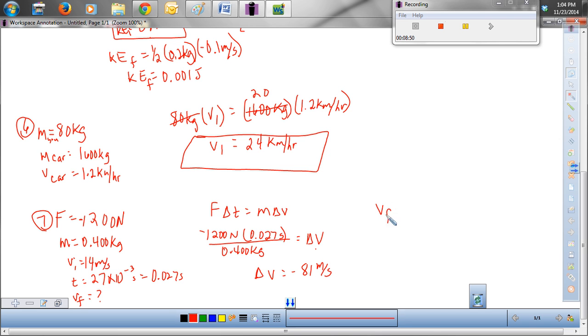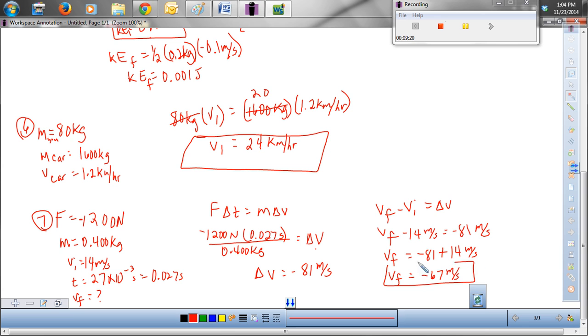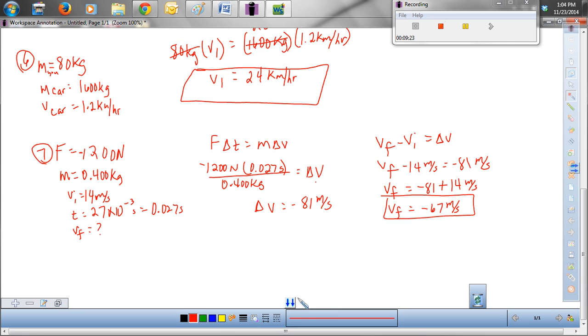So VF minus VI equals delta V. VF minus 14 is equal to negative 81. So VF is equal to negative 81 plus 14. So VF is going to be a negative 67 meters per second. So now it's moving to the left at 67 meters per second. All right, number 8.